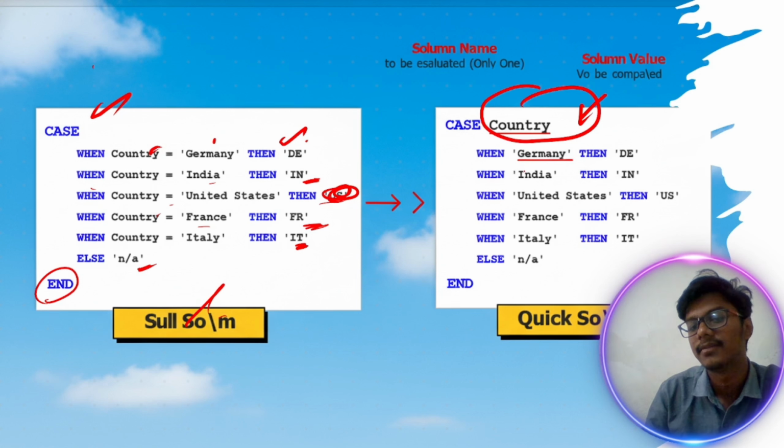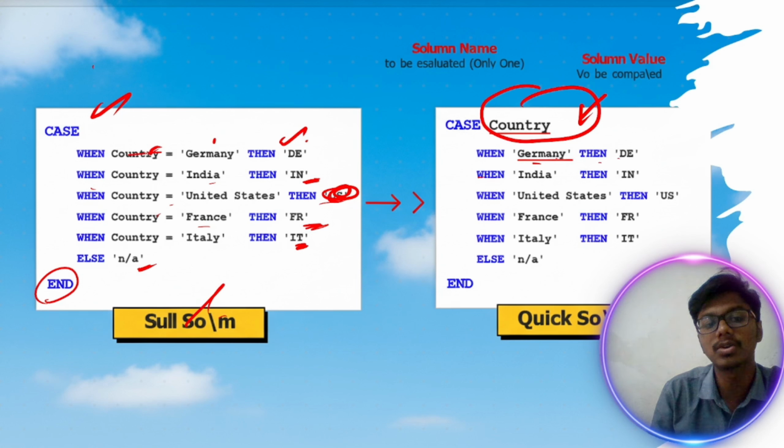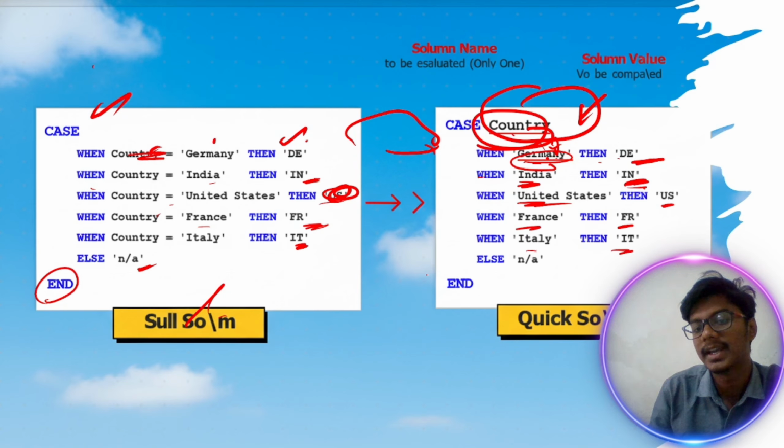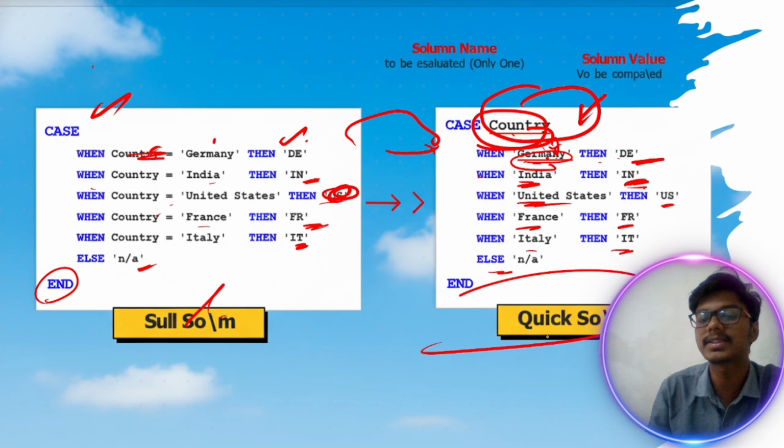CASE country WHEN Germany, THEN DE. Here when the country equals Germany, we are going to check only one column, right? So in the country column, whether it is Germany, I just want to print out DE. Whether it is India, I want to print out IN. United States, US. France, FR. Italy, IT. ELSE nothing.